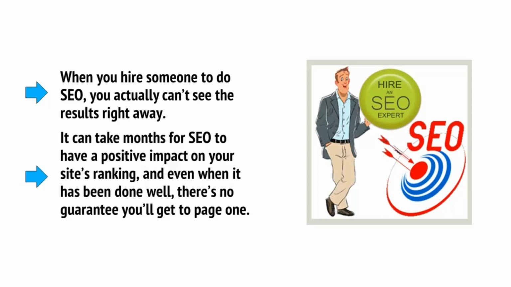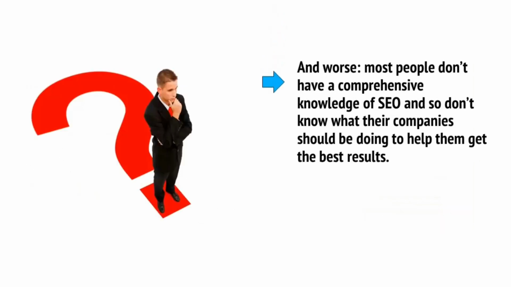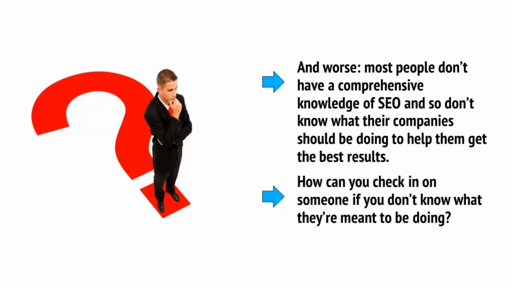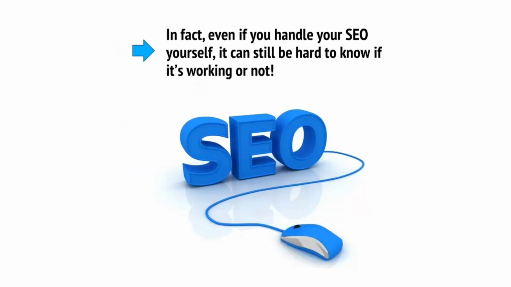It can take months for SEO to have a positive impact on your site's ranking, and even when it's been done well, there's no guarantee you'll get to page 1. And worse, most people don't have a comprehensive knowledge of SEO, and so they don't know what the companies should be doing to help them get the best results. How can you check on someone if you don't know what they're meant to be doing? In fact, even if you handle SEO yourself, it can still be hard to know if it's working or not. There are some metrics and tools you can use to measure how well your site is doing, though, and I'll talk about them in the next video.